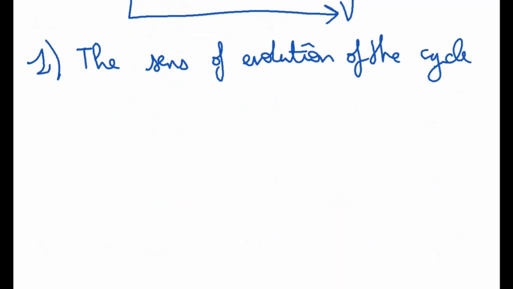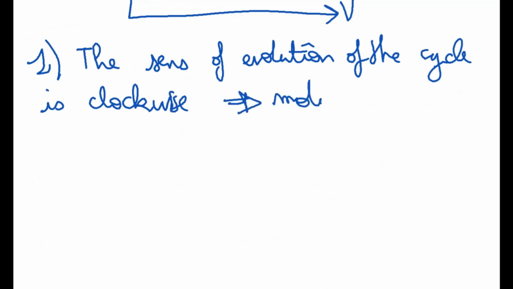The sense is clockwise, which means that it is a motor cycle. So what's the definition of a motor cycle again? A motor cycle means that your system, at the end of the process, I'm talking about the resultant work, the summation of every single work for every single transformation. If you do the summation of all of them, then you will have the resultant work that is called W cycle, and this resultant work is negative.